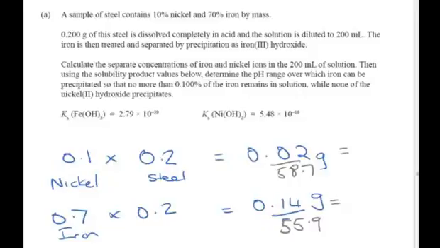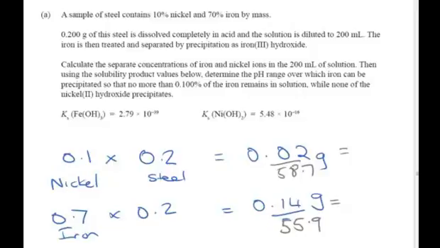And in this case, we're being told some percentages of iron and nickel, and we're given enough information where we can work out how many moles they are, and we're given a volume so we can work out the moles per litre. We're asked to calculate the concentrations, which is reasonably straightforward, and we're given the solubility product values, and then we're asked to determine a pH range over which iron can be precipitated, so that no more than 0.1% of the iron remains in solution, while none of the nickel hydroxide precipitates. Obviously we're going to have some kind of range, and we need to keep that percentage in mind, but the best thing is just to start with working out the concentrations and go from there.